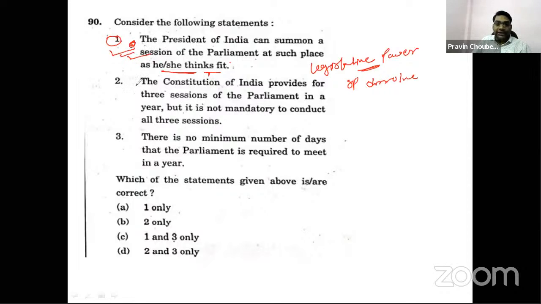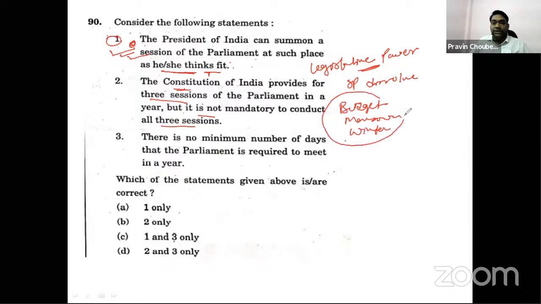The second statement is: the Constitution of India provides for 3 sessions of the parliament in a year, but it is not mandatory to conduct all 3 sessions. First of all, you have to understand the 3 sessions. We are talking about 3 sessions. One is called the budget session, another is the monsoon session, and the winter session. These are the 3 sessions.